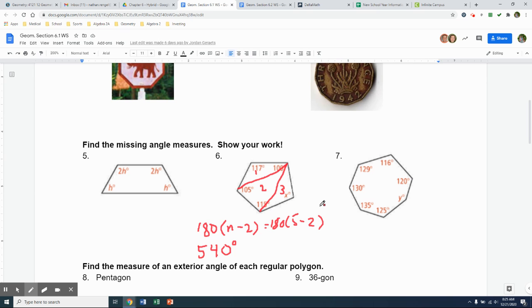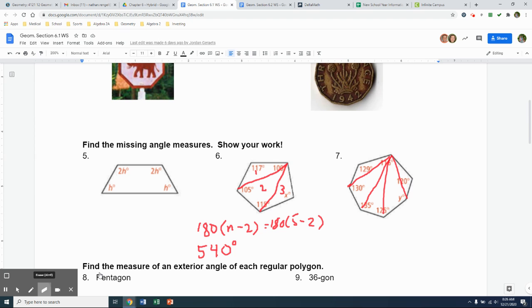We take 180, because that's how many degrees are in a triangle, times the number of sides minus 2. So how many sides is this? 1, 2, 3, 4, 5, 6, 7 sides. That means there are going to be 5 triangles that I can construct in here: 1, 2, 3, 4, 5. So we take 180 times the number of sides minus 2.